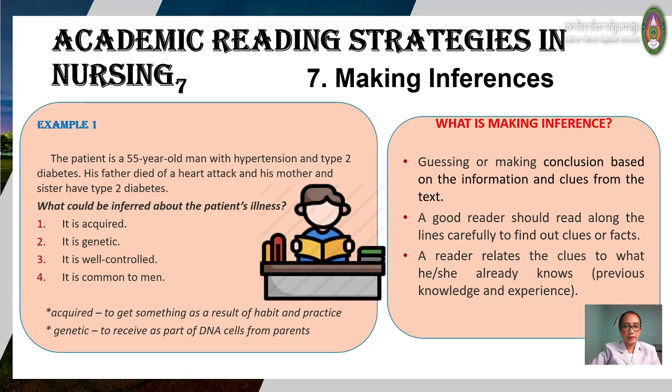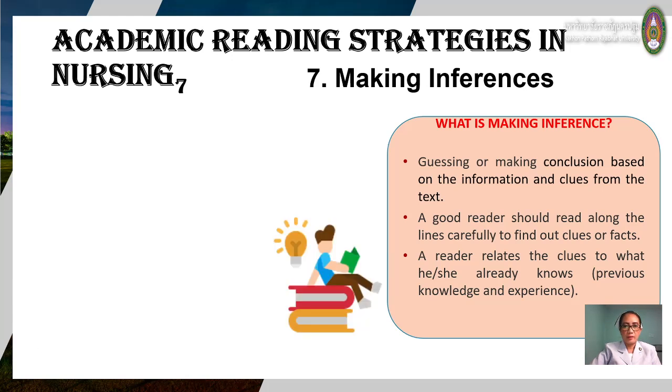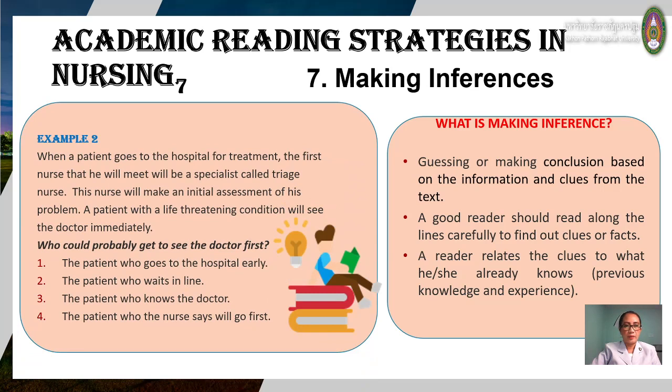So next example. When a patient goes to the hospital for treatment, the first nurse that he will meet will be a specialist called triage nurse. Take note, triage nurse is another detail. It could be a vocabulary word. This nurse will make an initial assessment of his problem. A patient with a life-threatening condition will see the doctor immediately.